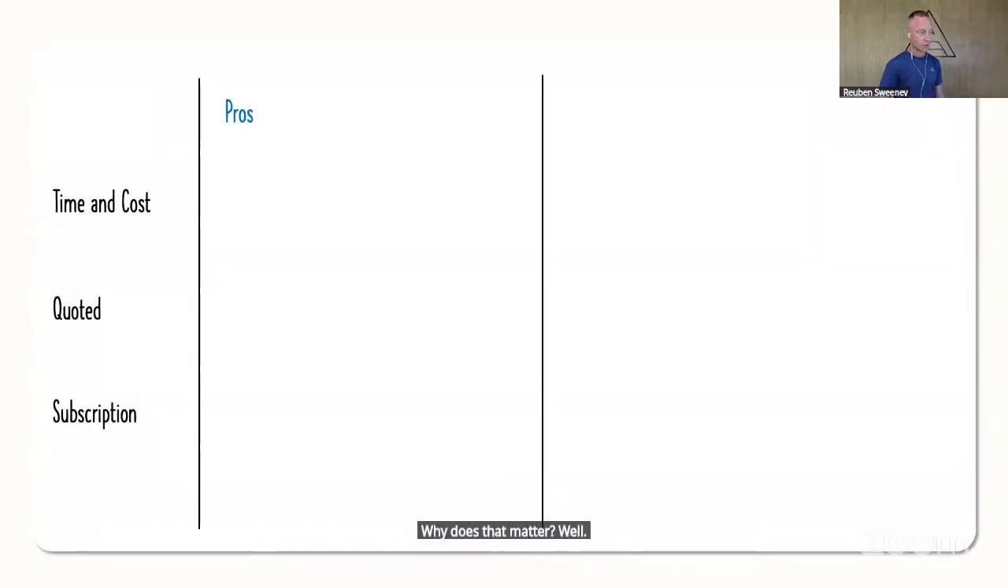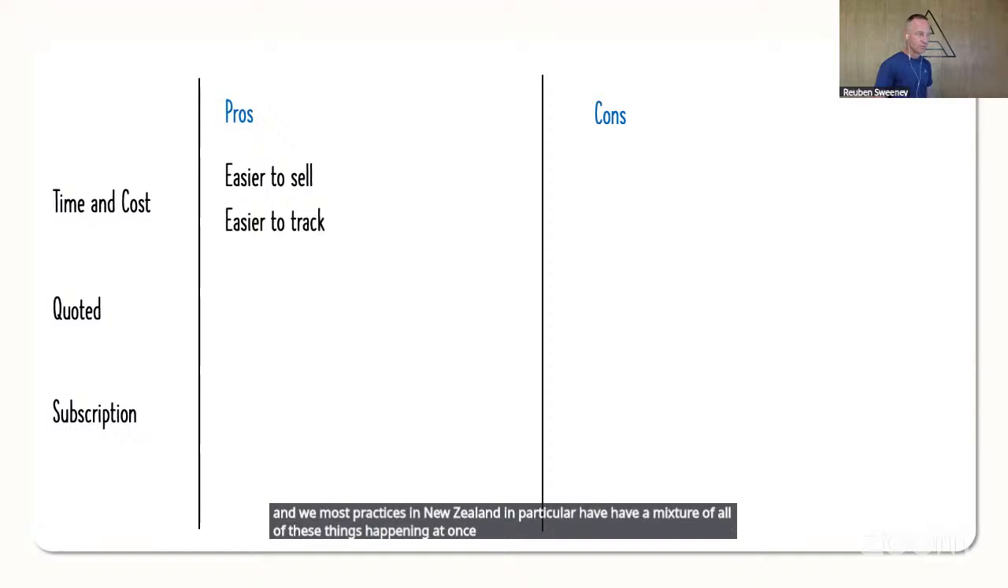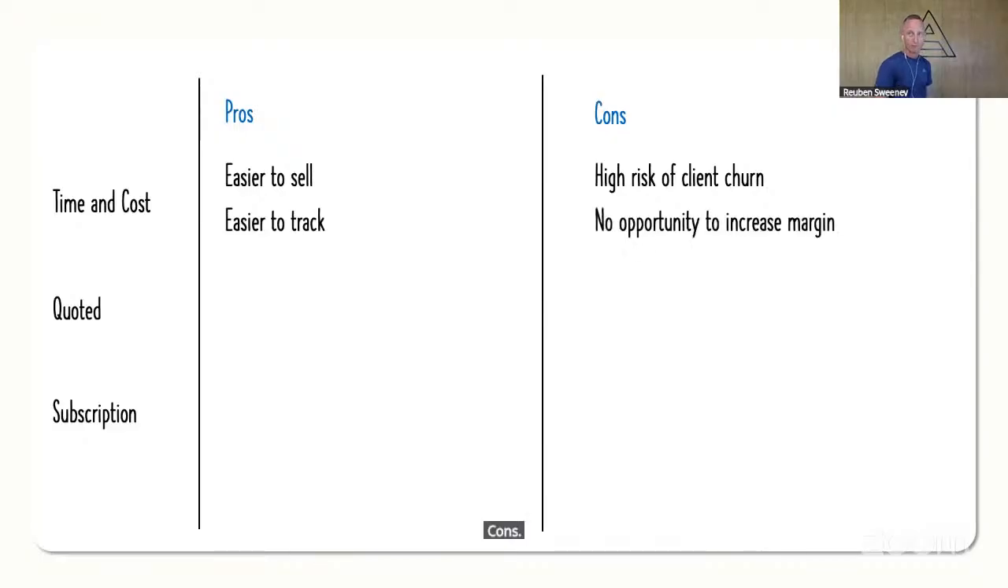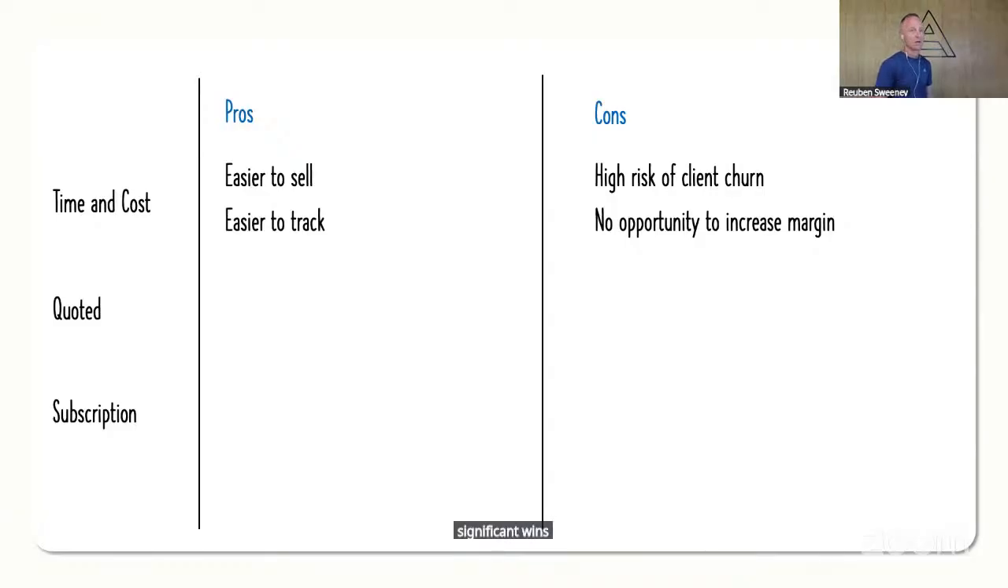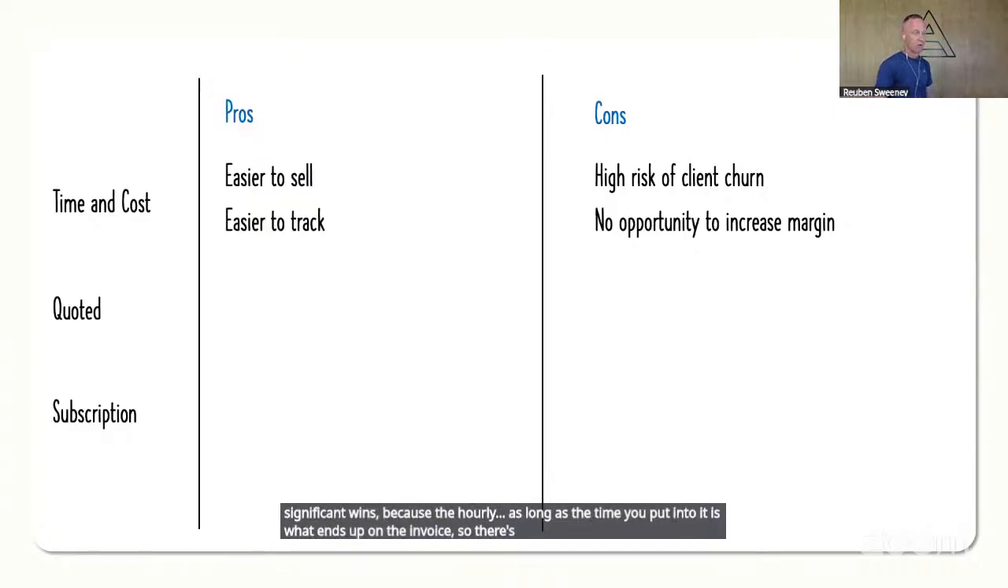Well, they all have different pros and cons. And most practices in New Zealand in particular have a mixture of all of these things happening at once. Talking about the pros of time and cost, it's your more traditional method. It's easy to sell because it's easy to understand. It's just time and rate. Cons, people prefer a fixed fee in this day and age. Talking about our clients, it's quite difficult to achieve write-ups or significant wins because the time you put into it is what ends up on the invoice. So there's no opportunity for a large write-up.